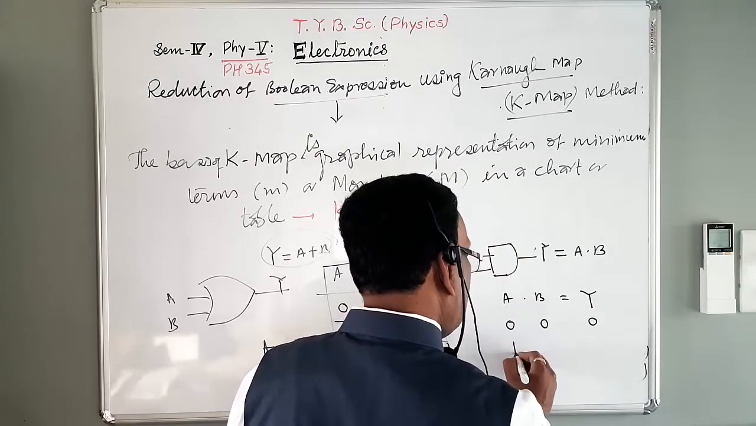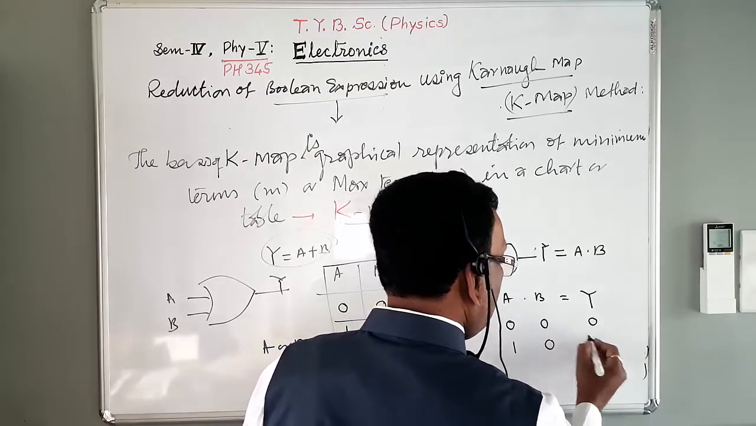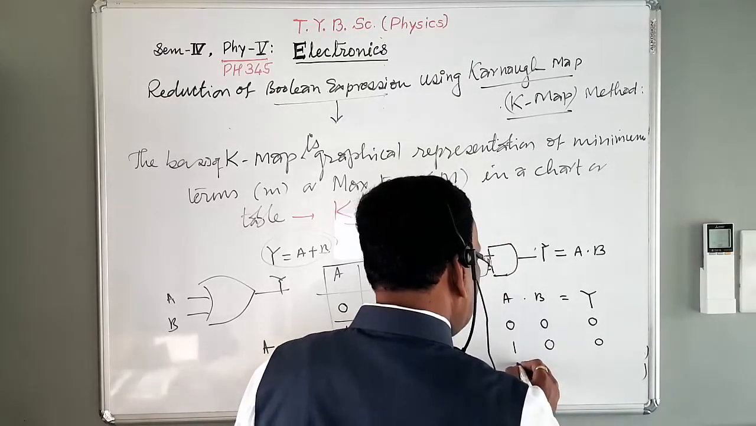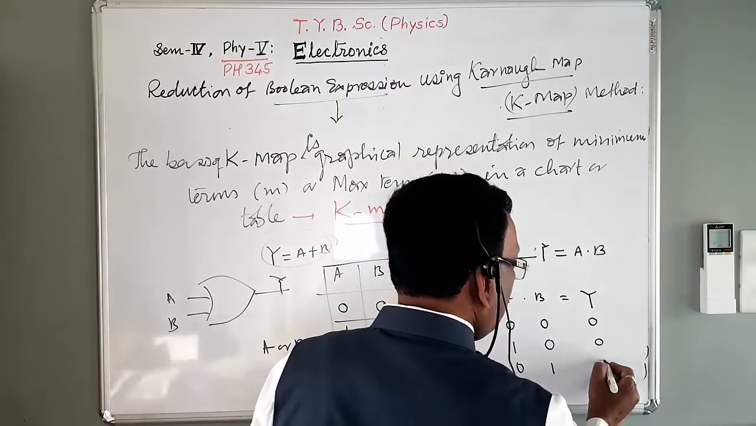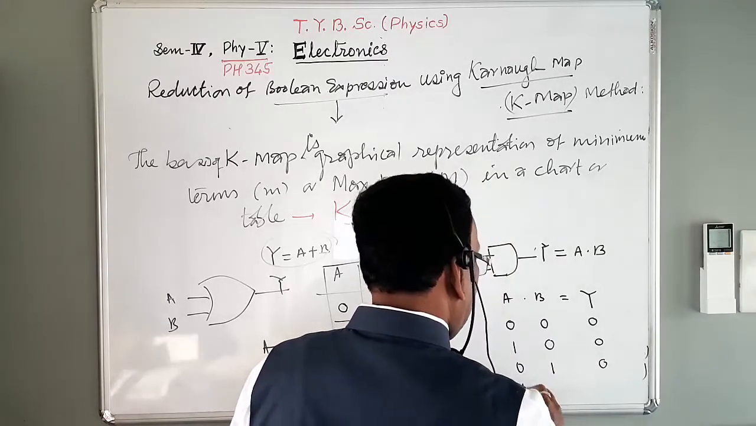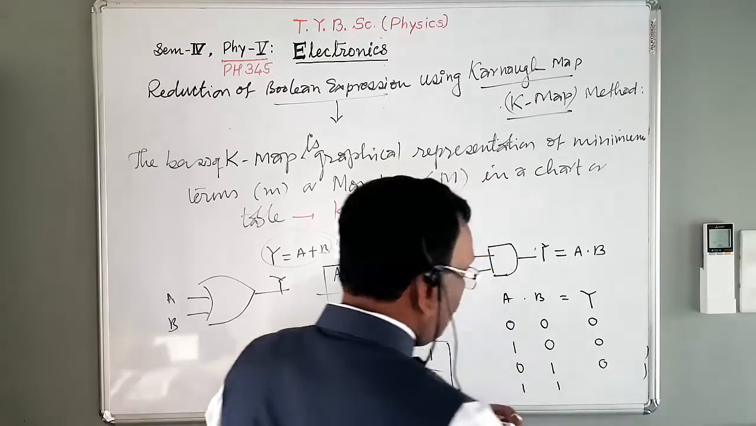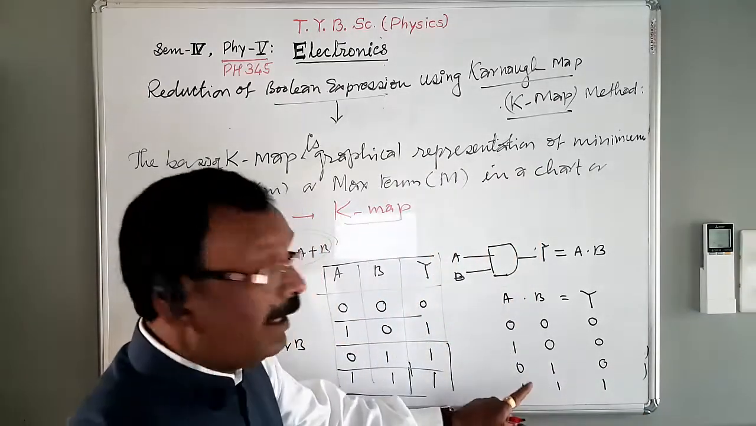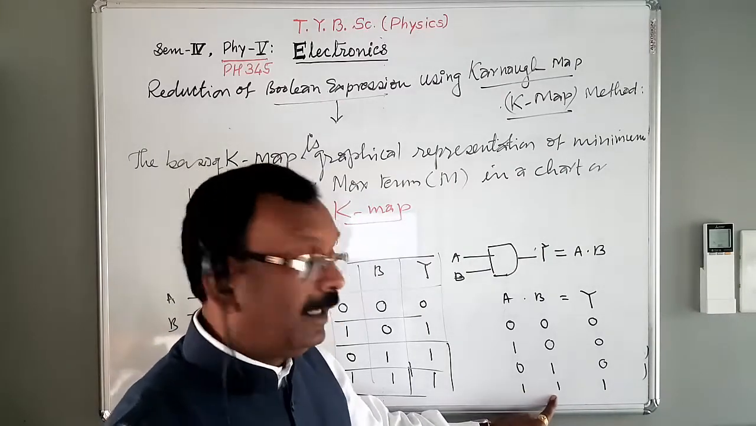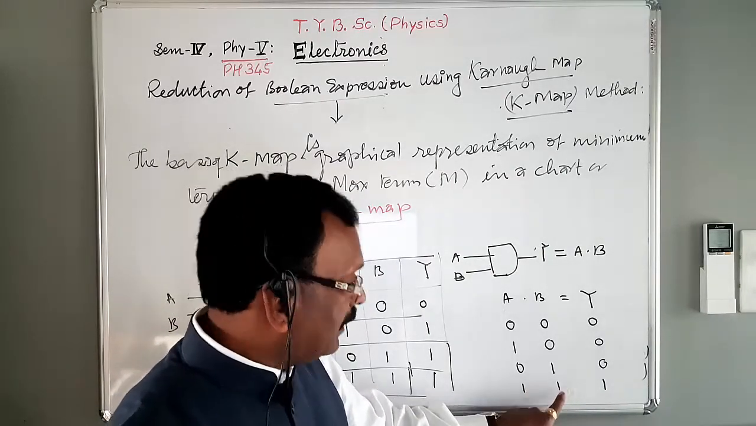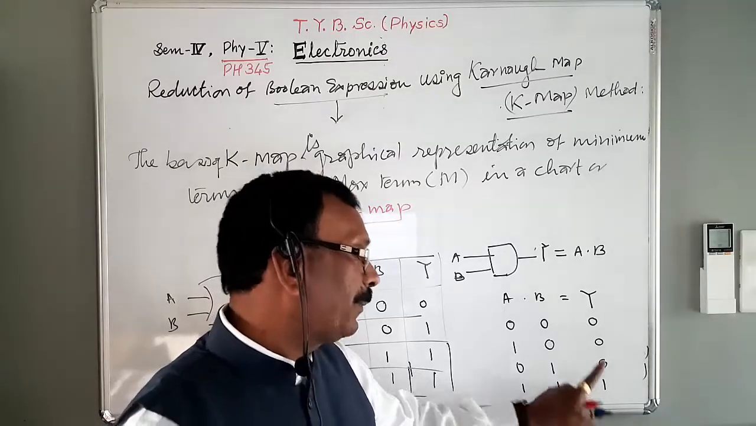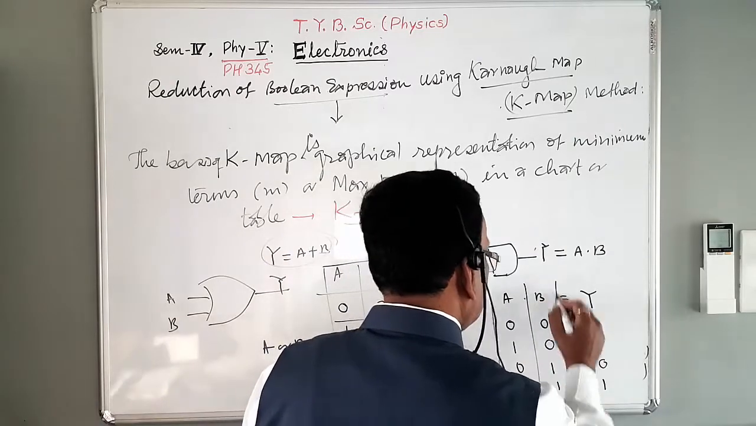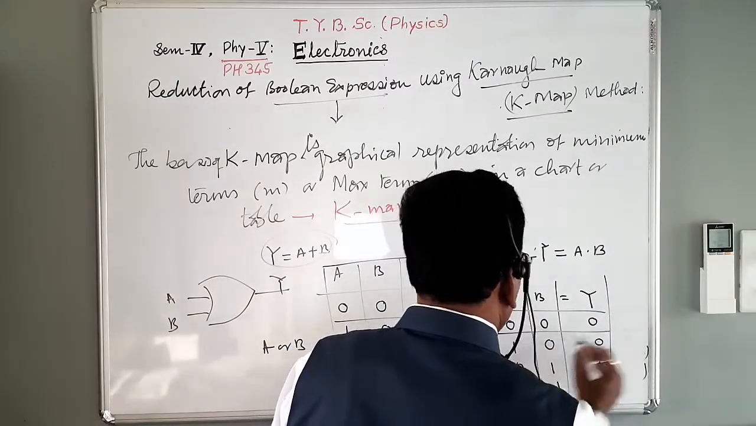When A is logically high and B is logically low, then the output is 0. When A is logically low and B is logically high, the output is also logically low. When A and B are both logically high, the output is high. So this is the truth table of the AND gate.